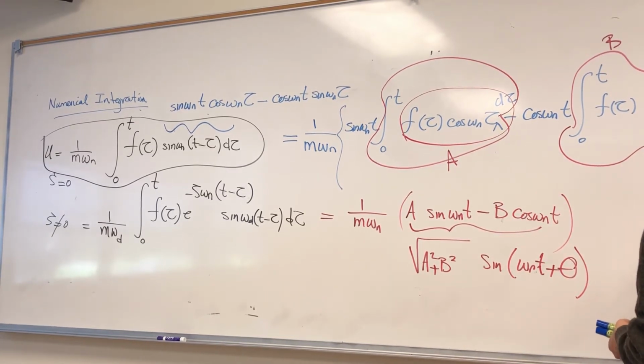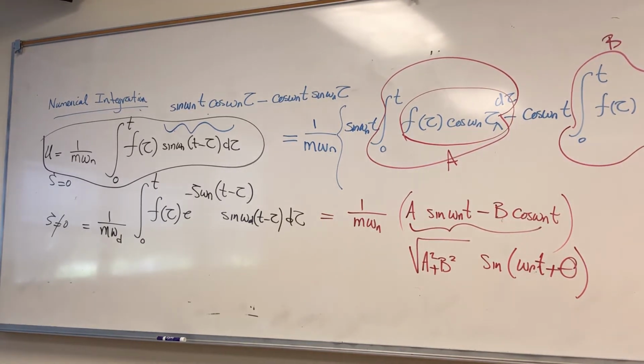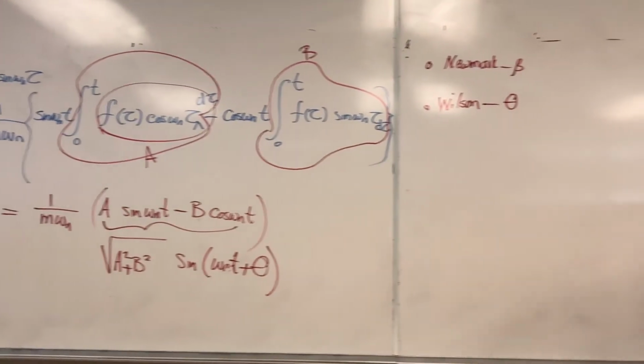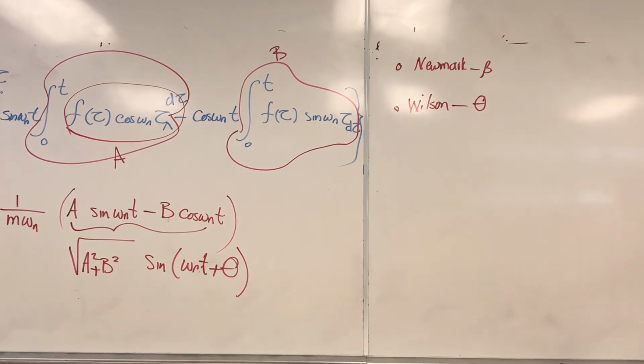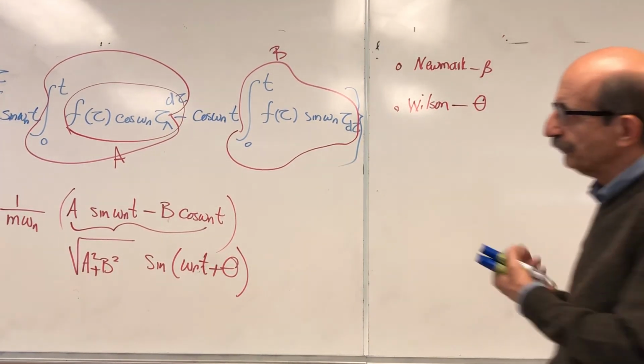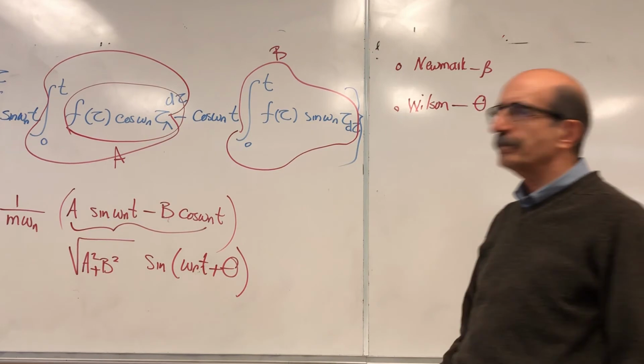The most common ones are Newmark beta and Wilson theta, and there are several other algorithms that you study in any numerical analysis or finite element course if you take it later on. But that's what in practice we do. We are not crazy enough to use all those tables and do all those longhand calculations. Those are just for you to see fundamentally where these came from.